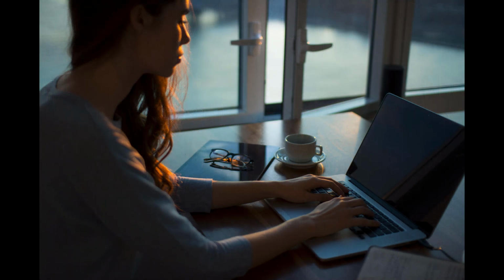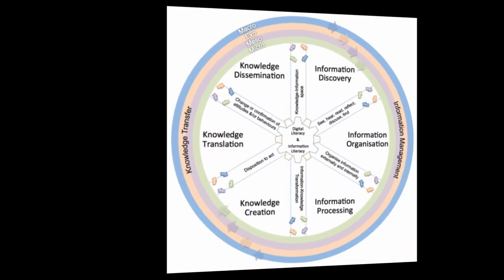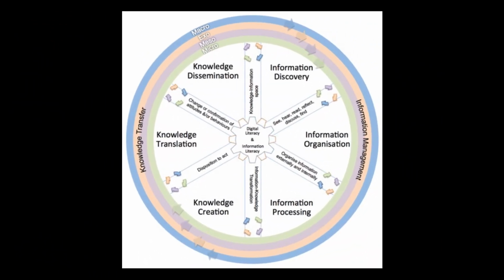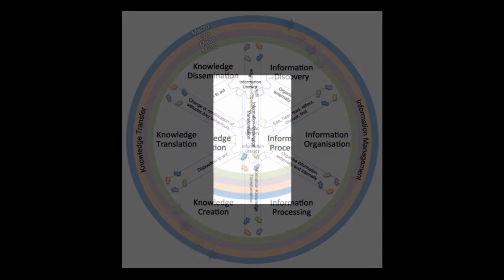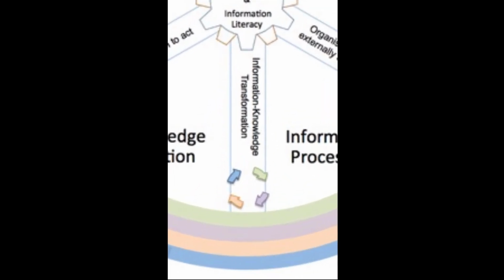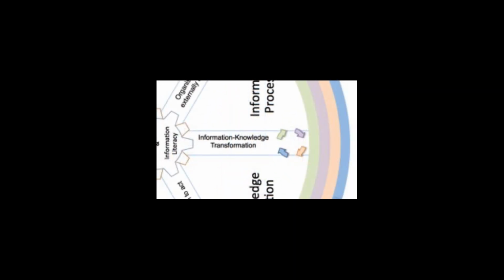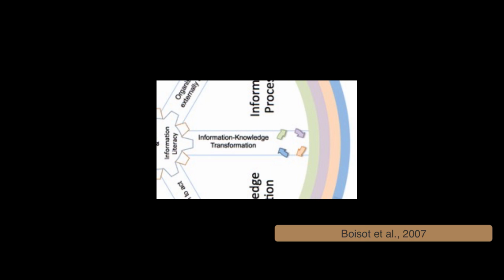Using technology to participate in a virtual community of practice is an example of how the mesosystem supports information processing. In the IMKT framework, the transition point between information management and knowledge transfer is described as the information-knowledge transformation space. This phrase was developed by Boiseau and colleagues in 2007.